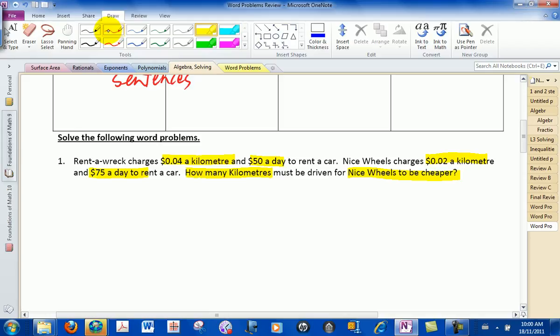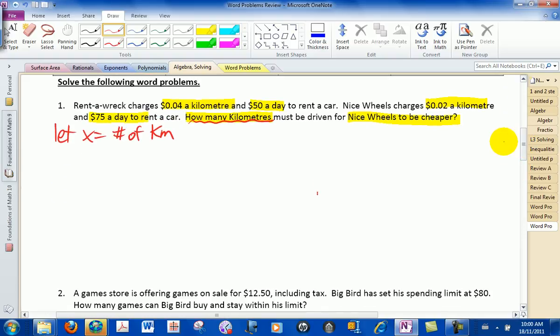Okay, so let's start with X. Do your let statement. Let X equal... So how many kilometers is the question? So let X equal the number of kilometers. Okay. So X is the kilometers. So what we have to do for these ones, we're comparing two items. We want to make sure that we're setting it up properly. So what we're going to do is have Nice Wheels on one side and Rent-A-Wreck on the other.